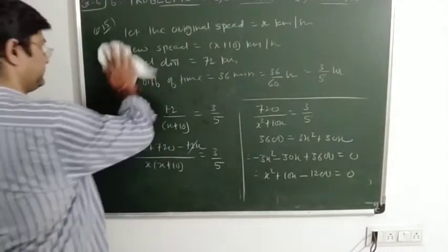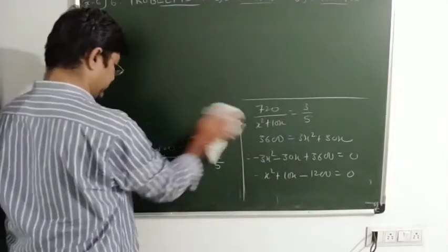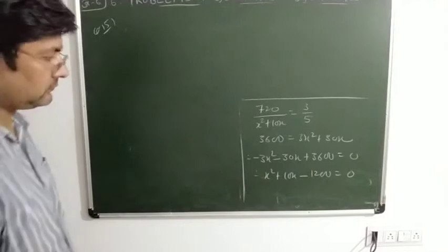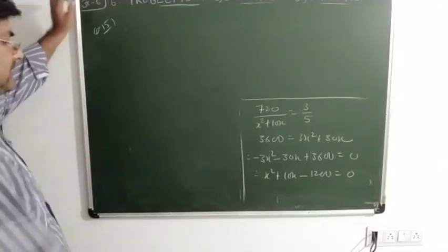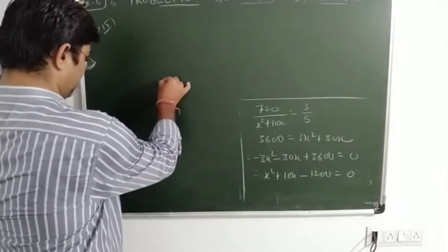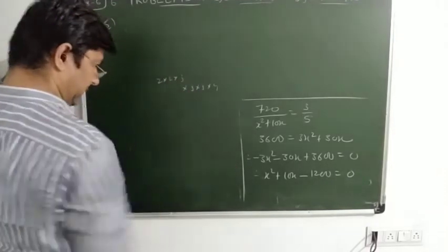We can factorize. So let us do that. Okay, now factorize 1200 such that the difference is 10. 1200, 2 2s are 4, 3s are 3, 5 5s are 25, 4.